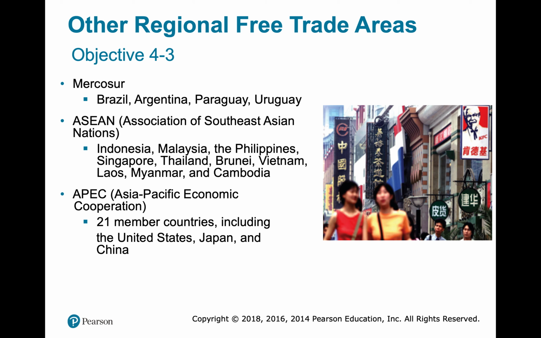There's also the Asian Pacific Economic Cooperation, which was founded in 1989 at the suggestion of Australia, and it currently has 21 member countries. This includes the United States, Japan, and China. Most free trade areas haven't had the kind of success that the European Union and NAFTA have had in reducing trade barriers. However, it's clear that most countries are eager to come together to reduce trade barriers in an attempt to realize economic benefits of greater free trade.